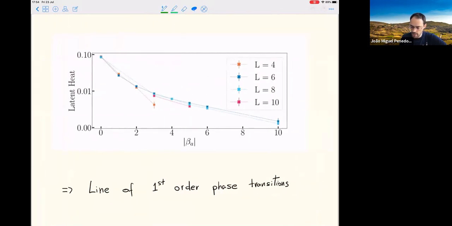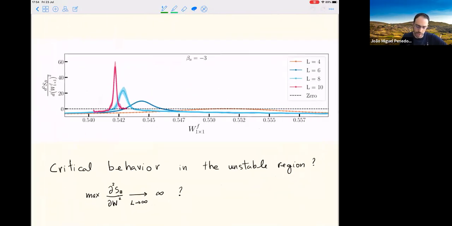Here it seems that this derivative is increasing with the size of the system. So we actually computed the second derivative of the entropy, and you see that as you increase the size of the system, it seems to be diverging. So this is some strange behavior. I don't know if anyone knows a system like that, where there is an unstable region and, instead of just being some fixed curve, there's some kind of critical behavior hidden in the unstable region. I never saw a system like this. I don't know if it's really diverging or if it will stop at some finite size. But I wanted to bring it up because it's one question we don't understand.